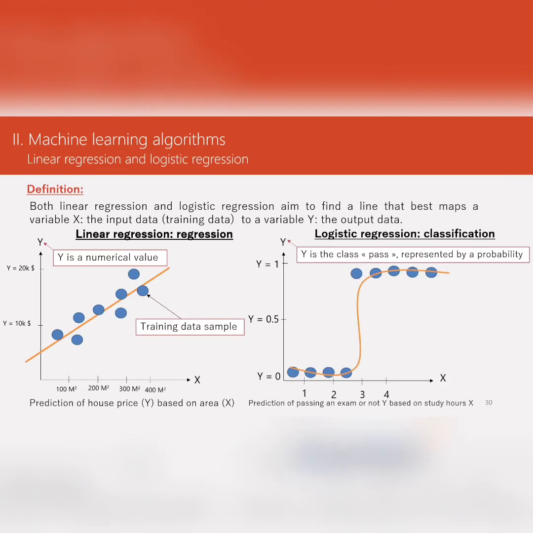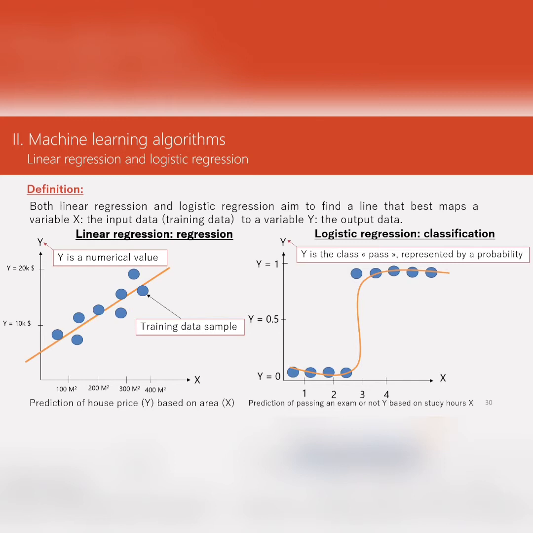Other famous machine learning algorithms are linear regression and logistic regression. These two algorithms are similar. Both of them try to find the line that maps a given input to its correct output, and here we want to figure out the relationship between the input and the output. Linear regression is used for regression. For example, we can predict the price of a house based on its area.